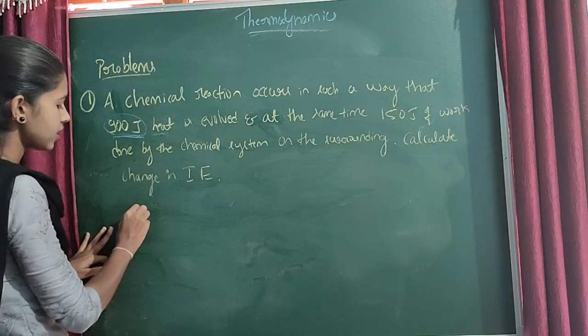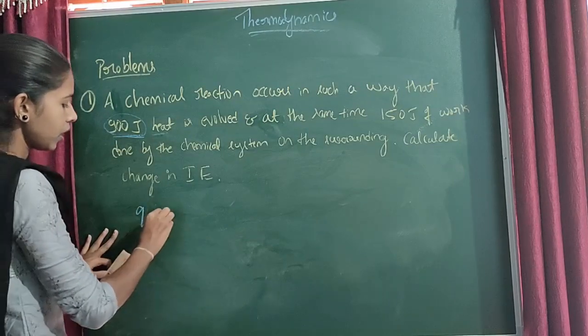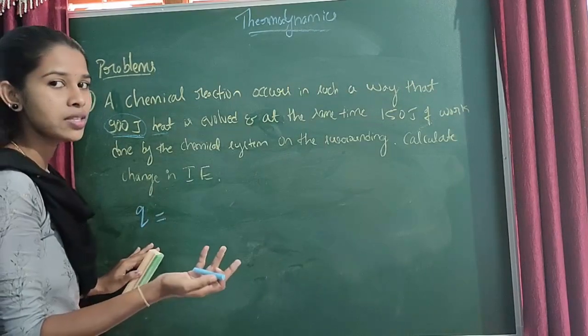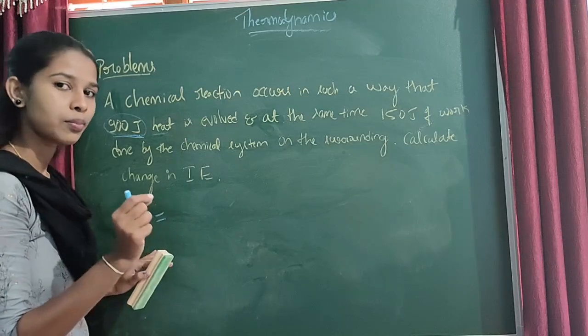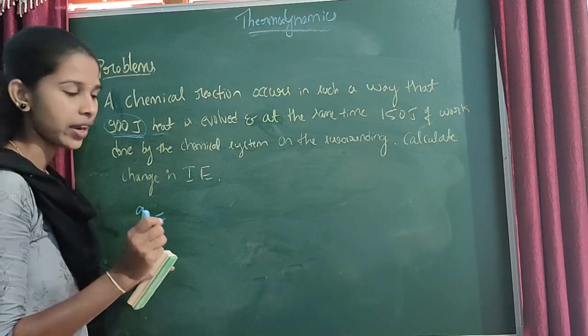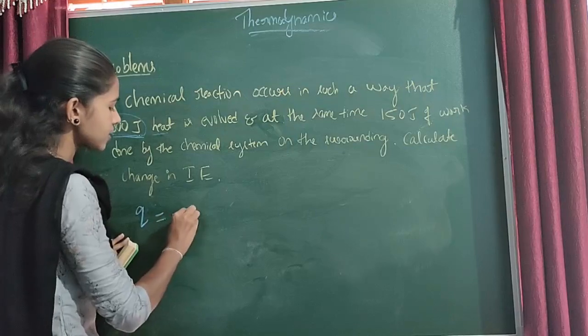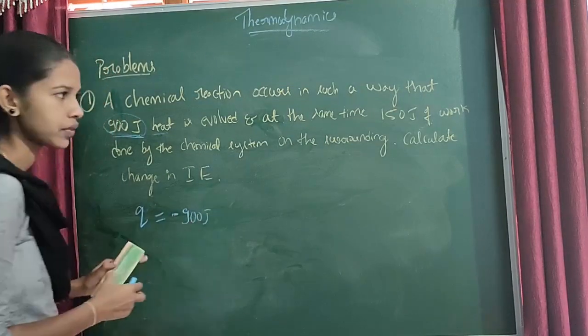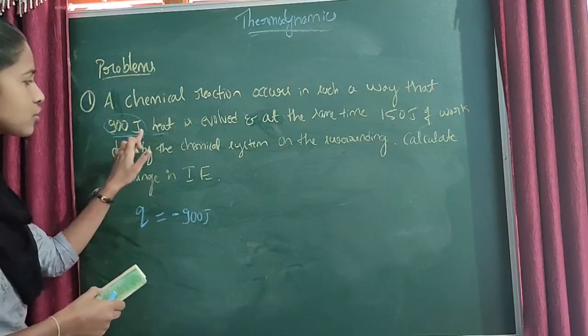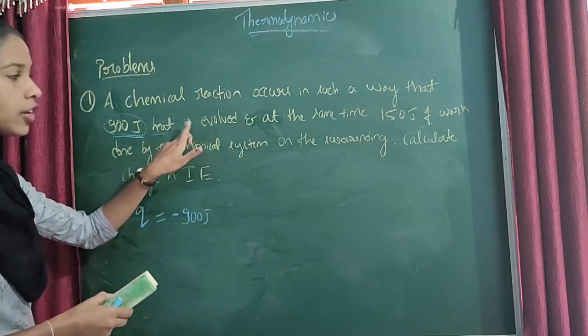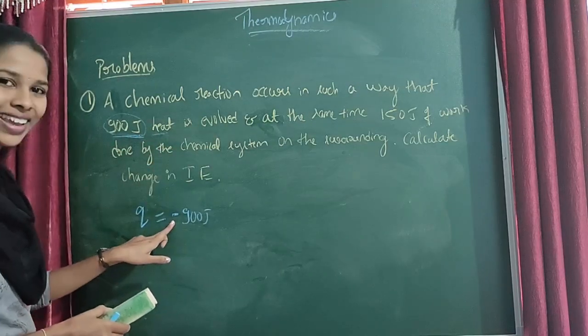That means heat is represented by Q. Heat is evolving means what sign we have to take? Positive or negative? Negative, right? Yes. Minus 900 joule. Here they clearly mention the heat is evolved. If they mention heat is evolved, we have to take negative sign.